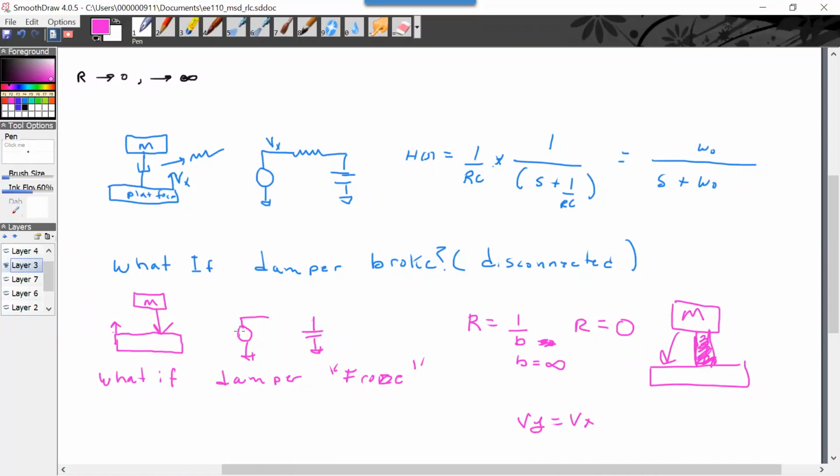In this case, if the damper just broke and was missing, then B doesn't pass anything, and then R would equal infinity. And so if you had a resistance here and set it to infinity, basically it disconnects those two parts of the circuit.